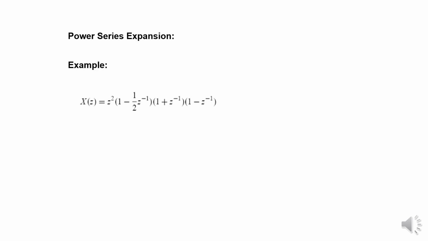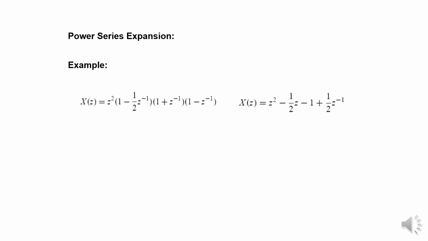So this is what you got, right? X(z) is given like this, many terms. What you are asked is to find xn, that means you are asked to find the inverse Z transform. To find the inverse Z transform, first of all, you can expand this. Expand means remove all the brackets, then you get something like this.